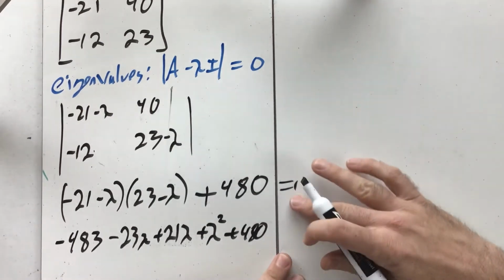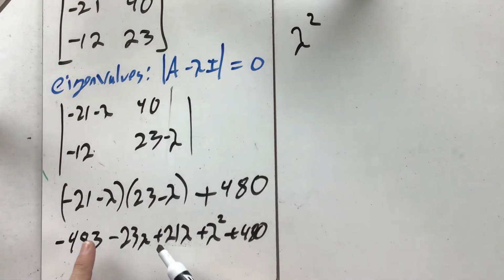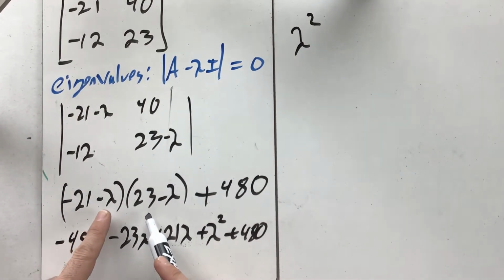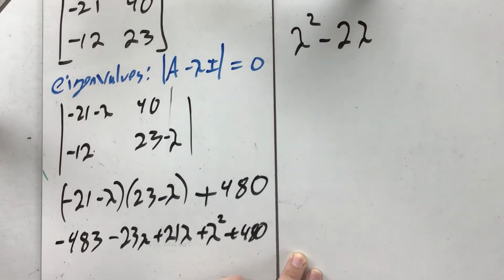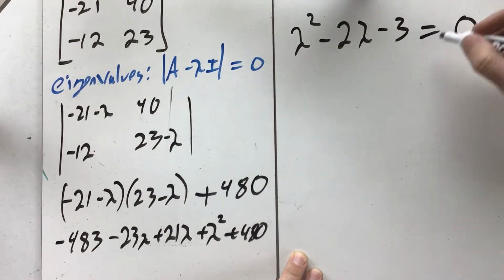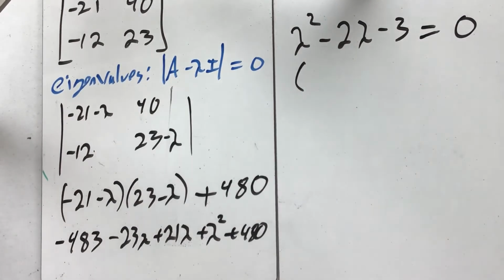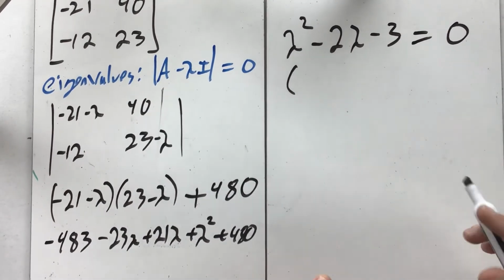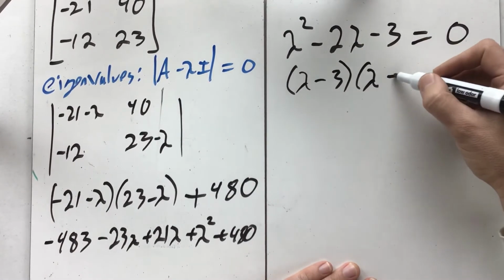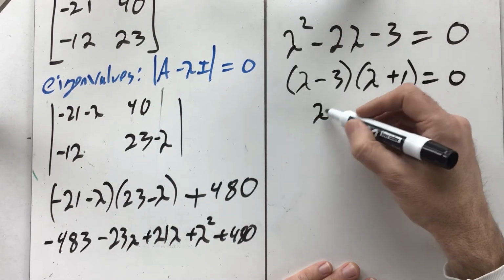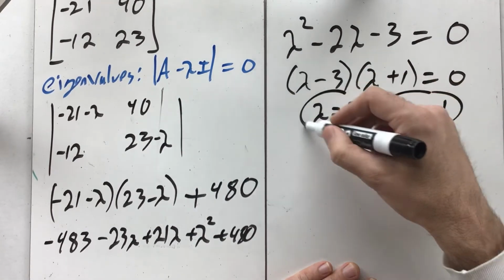And then if we come over here and put all of our numbers together, I've got a positive lambda squared, and then minus 2 lambda, and then minus 3 equals 0. This is amazing. All these numbers cancel each other out to give me a nice, pretty equation. It's almost like I planned it. So we get lambda minus 3 times lambda plus 1 equals 0, and then lambda equals 3 is one of our eigenvalues, and lambda equal to negative 1 is our other eigenvalue.